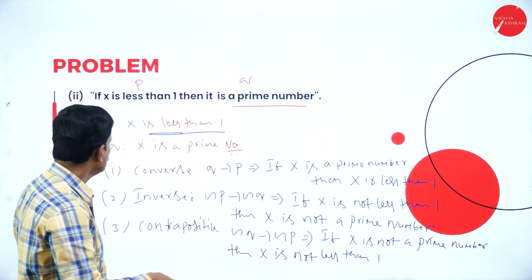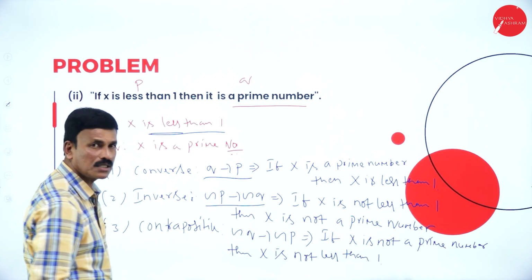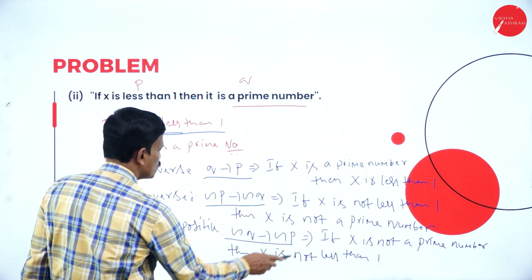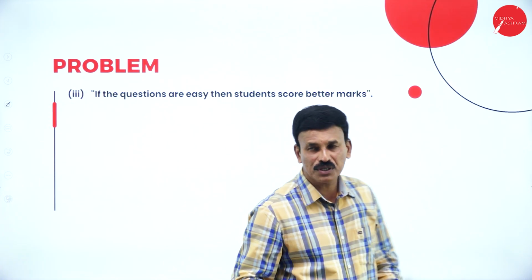The converse is q conditional to p. The inverse is negation p conditional to negation q. And the contrapositive is negation of q conditional to negation p. That's it. Okay, let us take one more example.